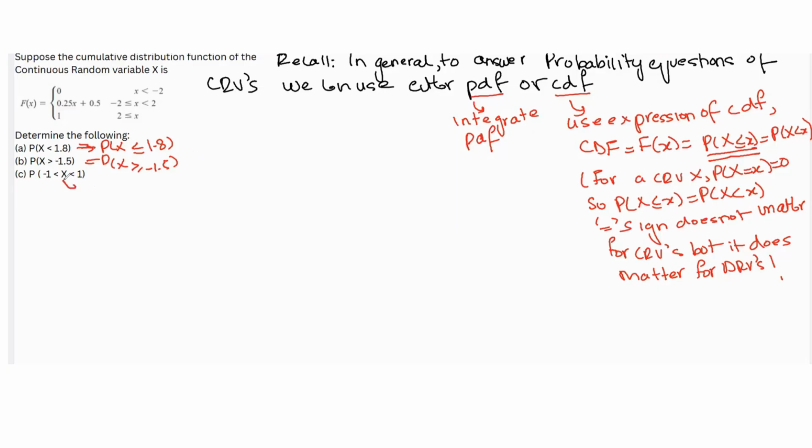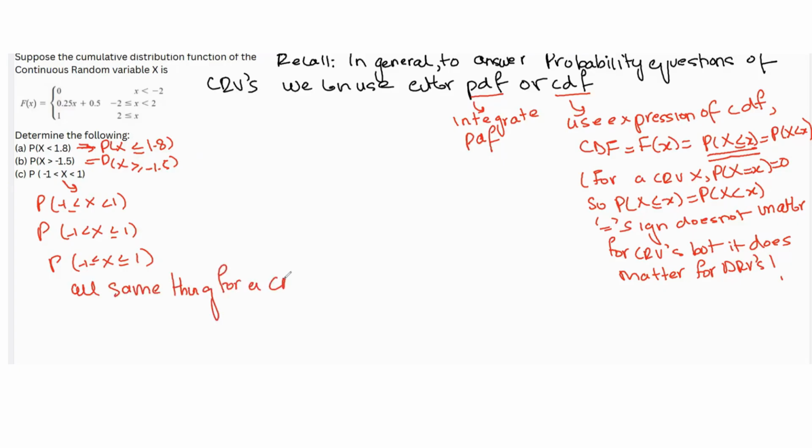Similarly, whether you're asked to find the probability X is greater than minus 1 and less than 1, this is the same as the probability X is greater than or equal to minus 1 and less than 1, the probability X is greater than minus 1 and less than or equal to 1, and the probability X is greater than or equal to minus 1 and less than or equal to 1. They're all the same thing for a continuous random variable X. The equal to sign does not matter.